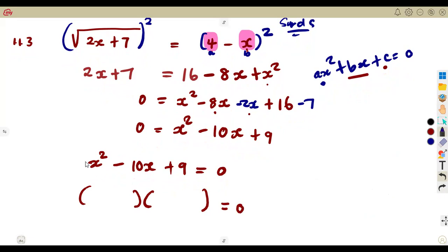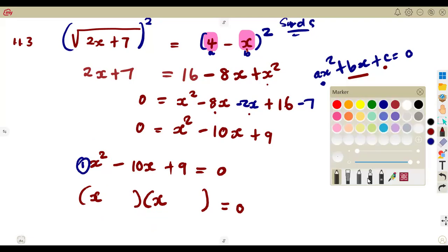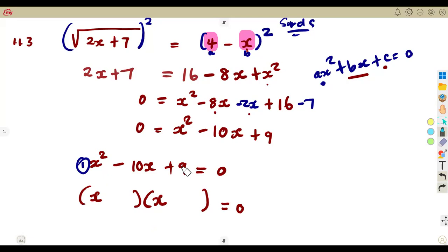All right. Here, the coefficient of x squared is 1. So take advantage of that, guys, because you're simply going to have x here, x here. The product, x times x, gives us x squared. Then you focus on the constant. This is our constant, 9. We need two numbers whose product will give us this, but they must add up to negative 10. Do we have two numbers?